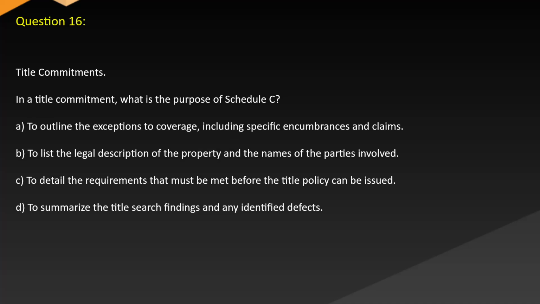Question 16. Title commitments. In a title commitment, what is the purpose of Schedule C? A. To outline the exceptions to coverage, including specific encumbrances and claims. B. To list the legal description of the property and the names of the parties involved. C. To detail the requirements that must be met before the title policy can be issued. D. To summarize the title search findings and any identified defects.